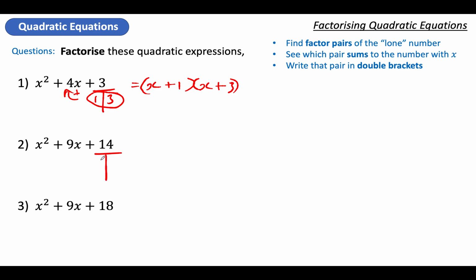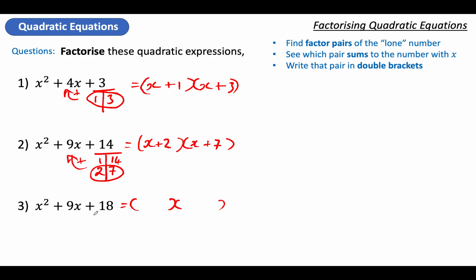Okay, factor pairs for 14. Well, 1 times 14 makes 14. 2 times 7 makes 14. And no others do. Now, which pair adds together to make positive 9? Well, 1 and 14 make 15. It must be 2 and 7 that make 9. So we'll put them into brackets. We'll put an x in each bracket at the start. And then 2 and 7, they're both positive. Okay, x plus 2 and x plus 7. Keep in mind, if I expanded this, I would get back to what we started with, definitely.